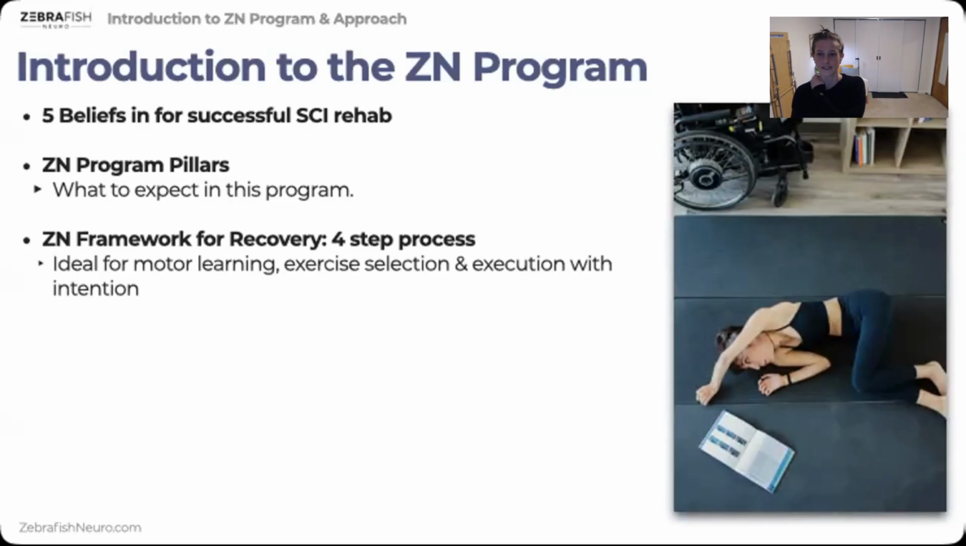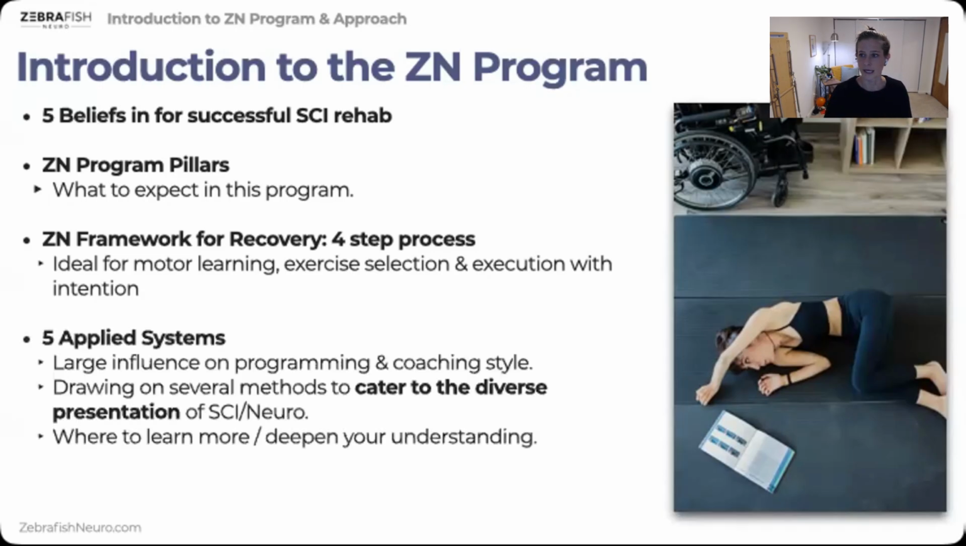This is the 4-step process that I have come to that's ideal for exercise selection, execution, intention, and then also the process for motor learning after having a spinal cord injury. And then lastly, we'll briefly go over the 5 applied systems that have a deep influence on programming and my coaching style. I draw on several different methods to cater to the diverse presentation of SCI and neuro.